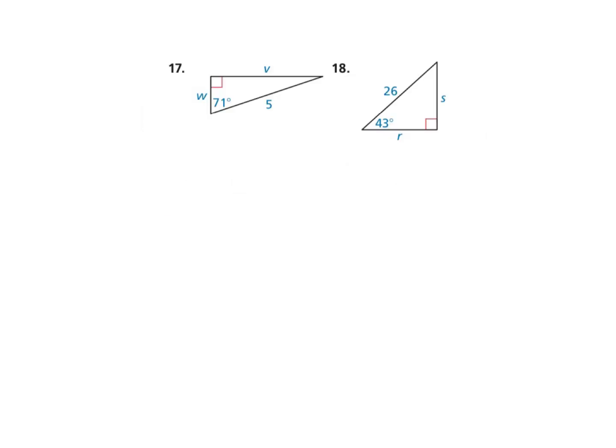All right, number 17. So here we are at 71. Again, I'll just start with the opposite leg. There's our hypotenuse. So the sine of 71 degrees is equal to the opposite leg over the hypotenuse. Multiply by 5. Now find the sine of 71 first.